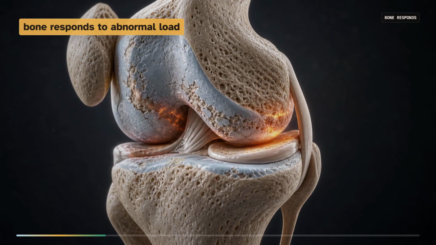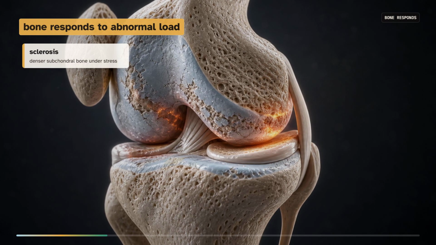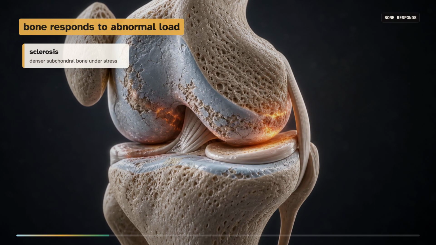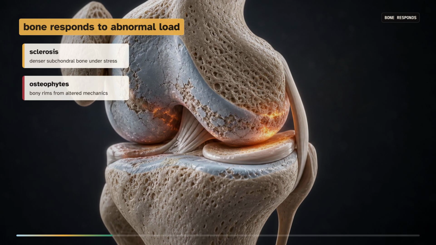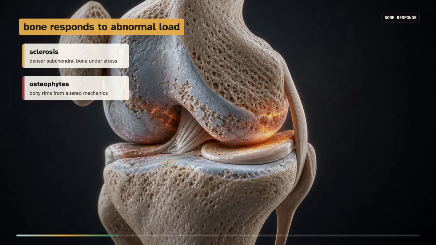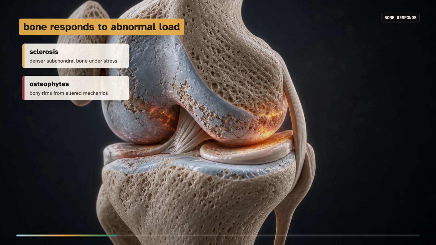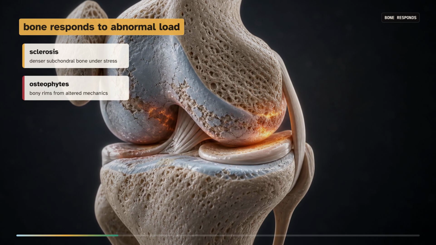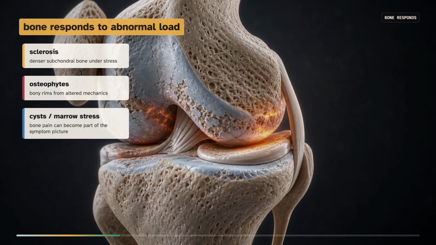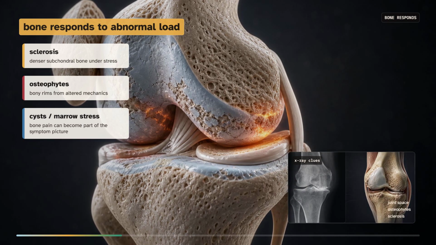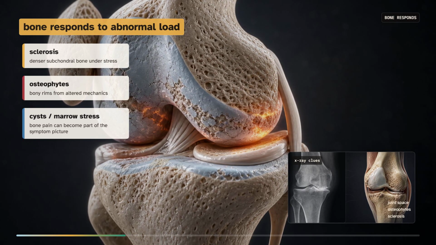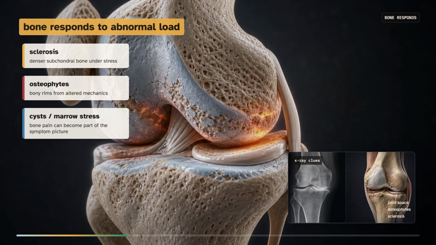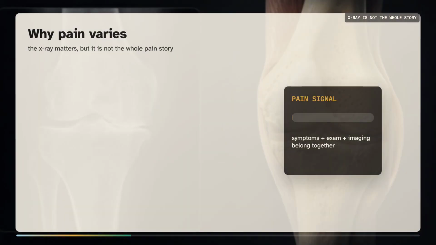When load becomes concentrated, the subchondral bone can become stressed and dense. The joint may form osteophytes, which are bony rims at the edge of the joint. These are not random spikes. They are part of the joint's response to altered mechanics. On X-ray, we look for joint space narrowing, osteophytes, subchondral sclerosis, cysts, and whether disease is mainly medial, lateral, patellofemoral, or tricompartmental.